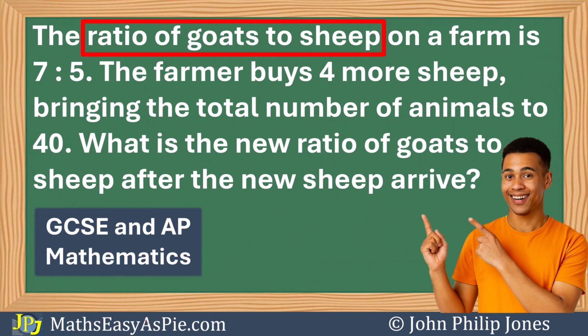The ratio of goats to sheep on a farm is 7 to 5. The farmer buys 4 more sheep, bringing the total number of animals to 40. What is the new ratio of goats to sheep after the new sheep arrive?